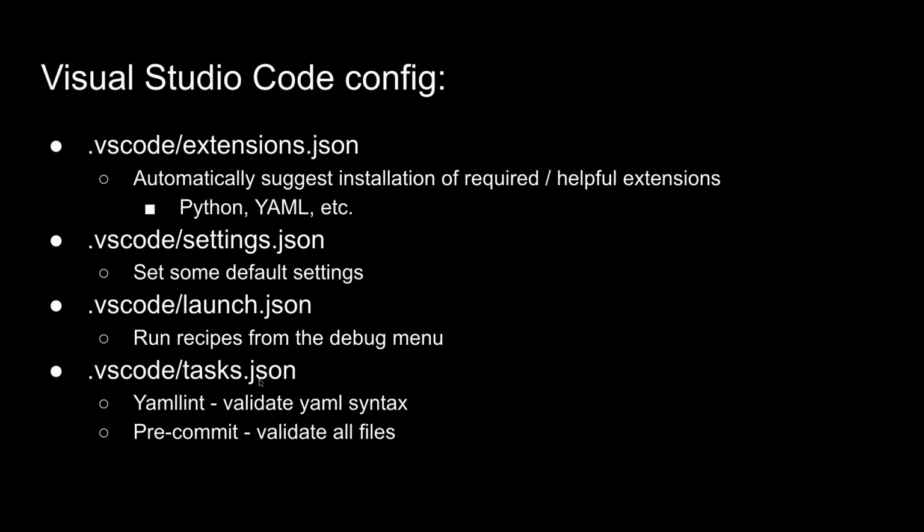And then for tasks in VS Code, we could set a YAML lint command to run YAML lint against the current recipe to make sure that it's valid YAML. We could run pre-commit to validate the current file or all files in the repo automatically, and there's a bunch of other stuff that we could do. And that way, the recipe developer doesn't have to remember how to run those commands. They can just pull up the tasks menu in VS Code, and it'll list out all the tasks that they can run, and they can just click on it, and it'll run the task that's applicable.